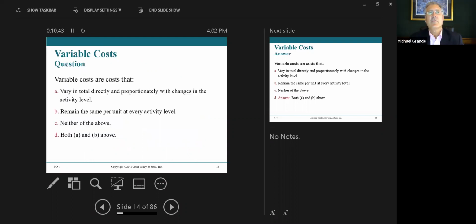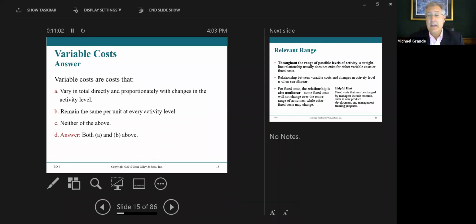So here's a question for you, variable costs. A, variable costs are costs that vary in total directly and proportionally with changes in activity level. True. B, remain the same per unit at every level of activity. That's also true. So obviously the answer is D, both A and B.